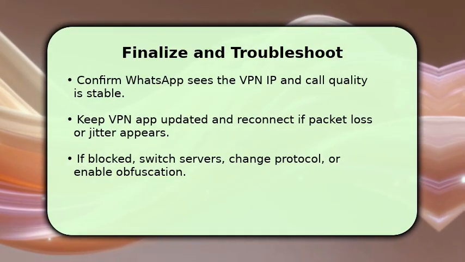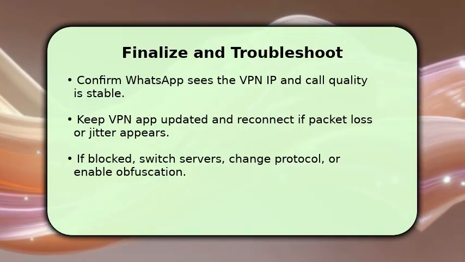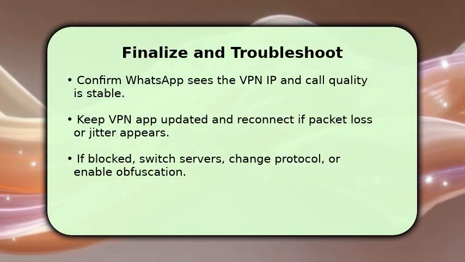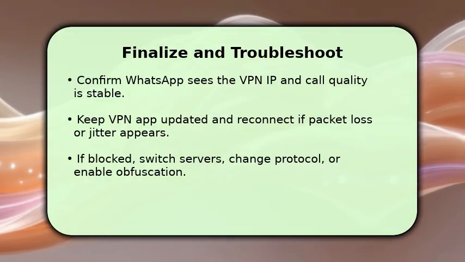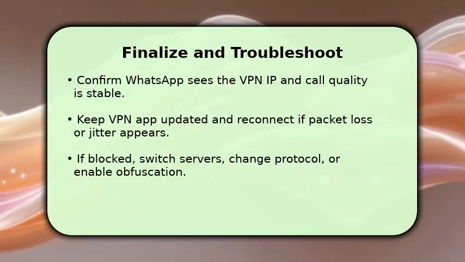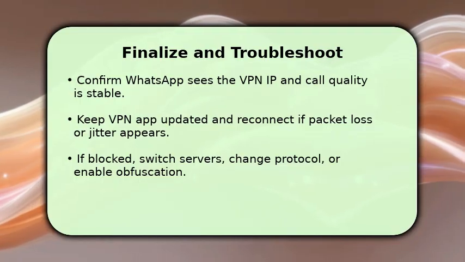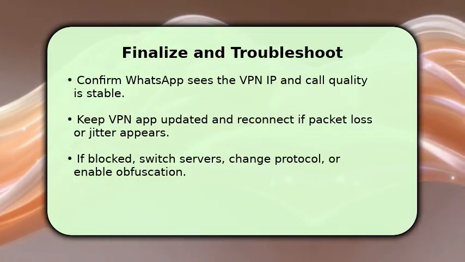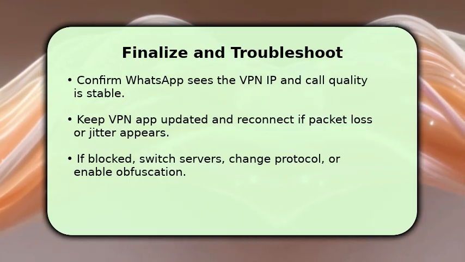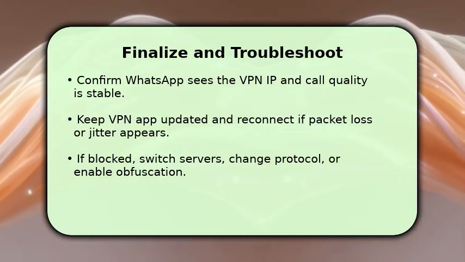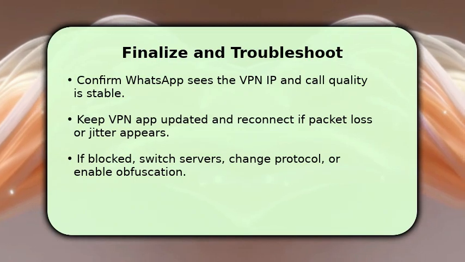Maintain the connection by updating the VPN app and reopening it before long calls. If you experience packet loss, jitter, or connection drops, first switch to a closer or less loaded server. Then change protocol from UDP to TCP or enable obfuscation if your network blocks VPNs. As a last check, toggle the kill switch off briefly to rule out local firewall interference.